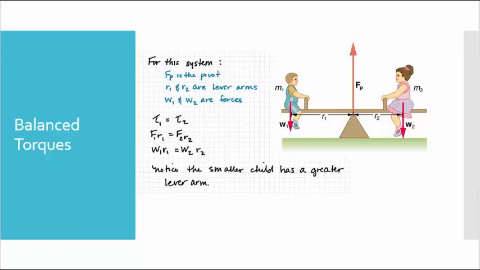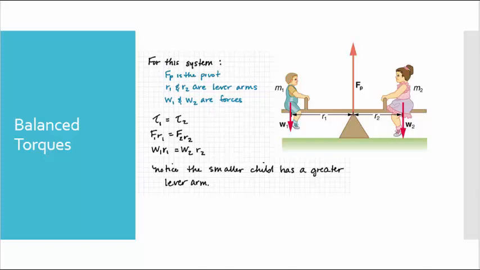And we want to talk about balancing torques. We've had balanced forces, and now we're going to have balanced torques. And eventually this is going to lead us to the idea of equilibrium. But for this system, you've got two kids on a seesaw. If it's balanced, you've got the pivot point at the center where the fulcrum is, where that FP is. R1 is the distance of the smaller kid to the pivot point. R2 is the bigger kid to the pivot point. And W1 and W2 are their weights in this drawing. And you can see that R2 is shorter than R1 because W2 is bigger than W1.